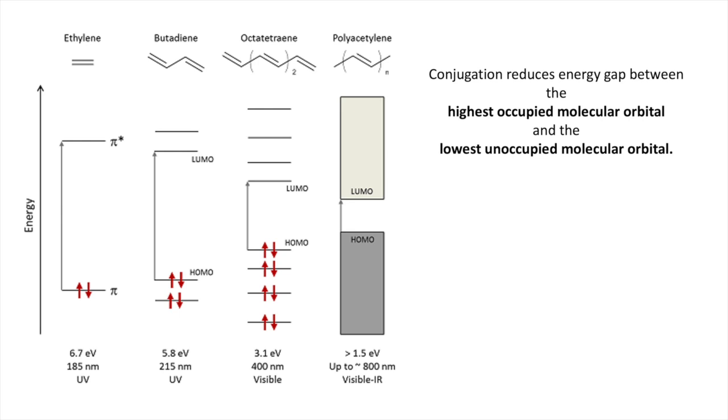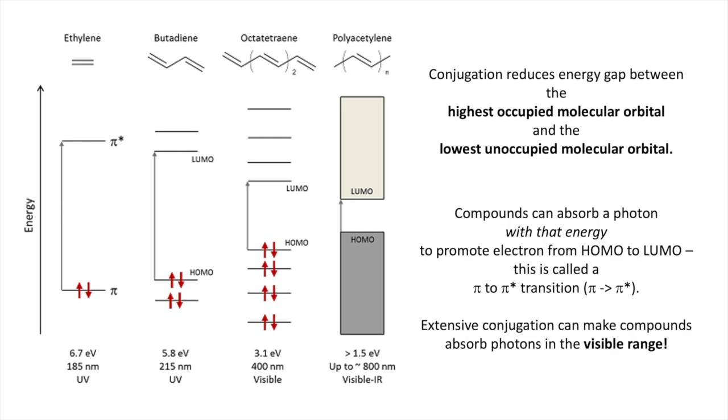When we add two pi orbitals next to each other in butadiene, the picture looks a little bit different, right? So now we've got our two filled orbitals and our two antibonding orbitals. But notice that the gap between the highest occupied molecular orbital and the lowest unoccupied molecular orbital is shrinking, right? So if you go by the numbers on the bottom, it says 185 nanometers to 215 nanometers. What does that mean? So essentially, these compounds can absorb a photon with an energy that matches that HOMO-LUMO gap.